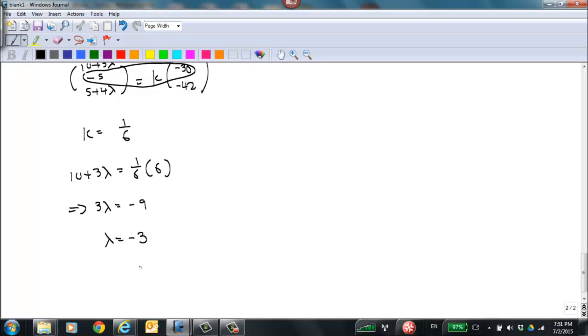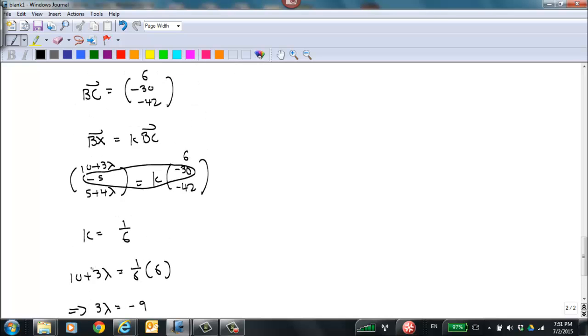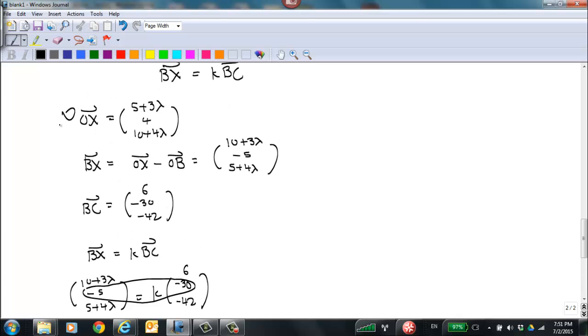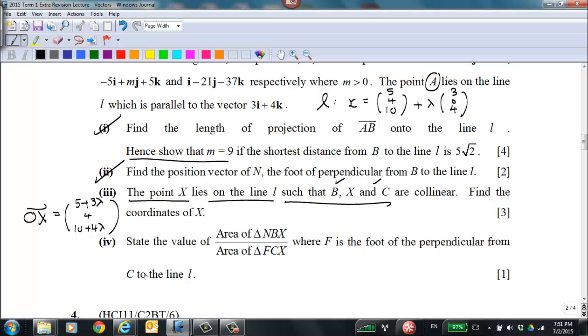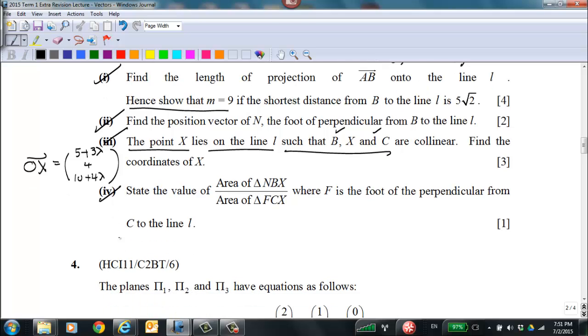So once I get lambda, this means that OX will come out. You just sub it back into the expression of OX here. And if you do it, your answer will be minus 4, 4, minus 2, which is the answer given to you at the back. So we are done with part 3. Okay, so now we need to state the value of this area. Now, how to actually do this?